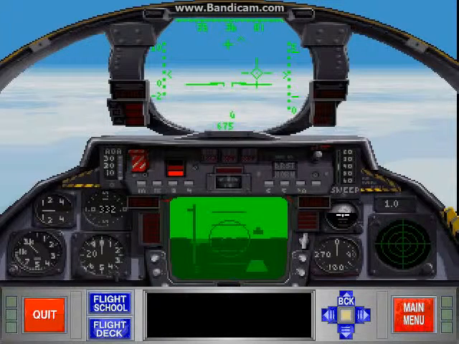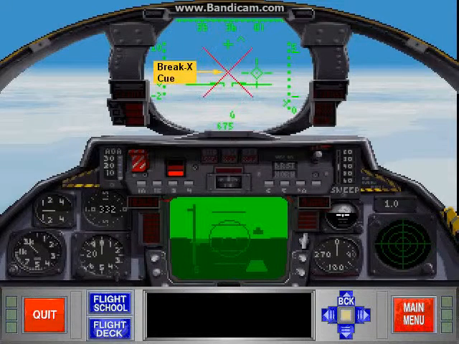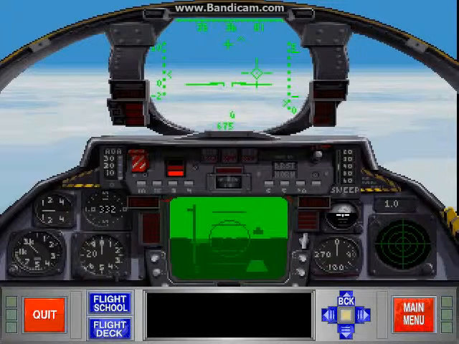If the range to target is less than the minimum range of the selected weapon system, then you will see a large X in the middle of your display. This is called the break X cue, indicating that you are too close to use the selected weapon system. The number near the top of the range scale is the maximum range of the scale in nautical miles. This number changes automatically as your distance to the target changes.